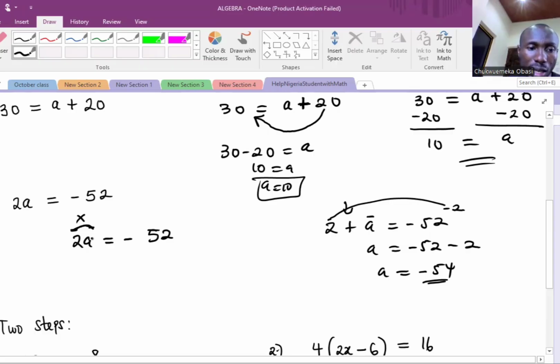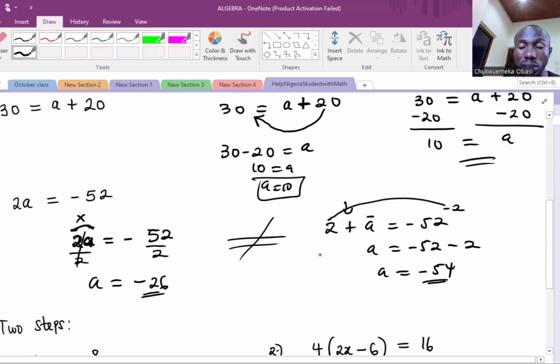Now look at a. a here is the variable, 2 here is the coefficient. So you divide both sides by the coefficient of a, which is 2. So when you divide here by 2, divide here by 2, this cancels out. a is equal to negative 52 divided by 2, which will give us negative 26, right? That's the answer to this problem. Does it make sense? You see, these two are not the same, right? They are not the same.